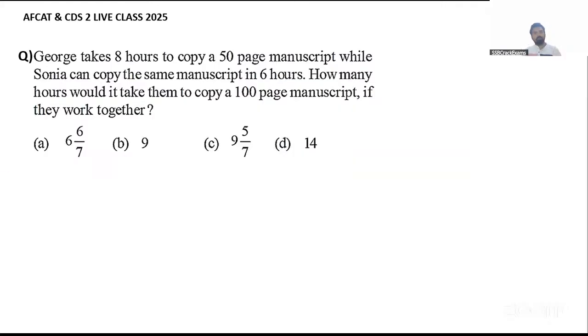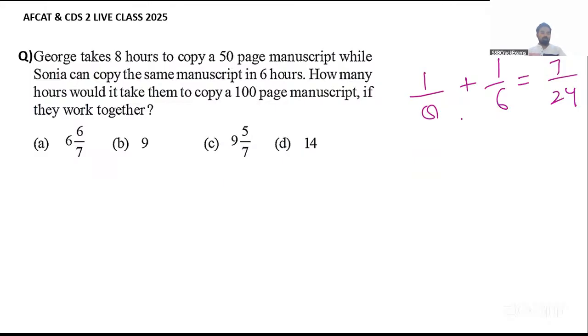George takes 8 hours to copy a 50-page manuscript while Sonia can copy it in 6 hours. How many hours will it take both of them to copy a 100-page manuscript? In 1 hour, the work of George is 1 upon 8. One hour work of Sonia is 1 upon 6. Together, 1 hour work is equal to 7 upon 24. This work is for a 50-page manuscript.